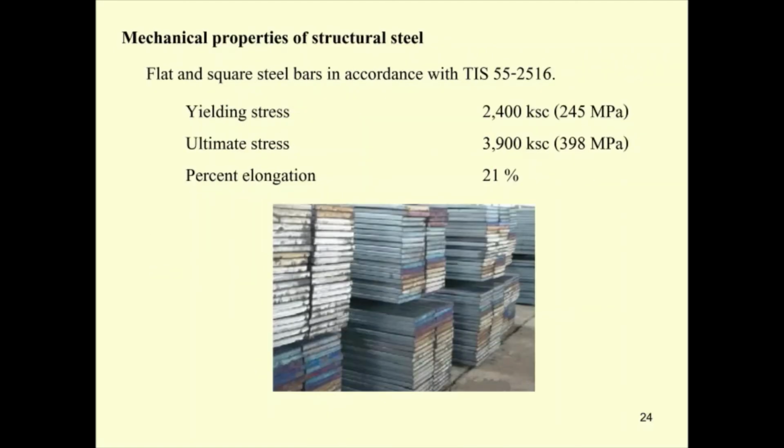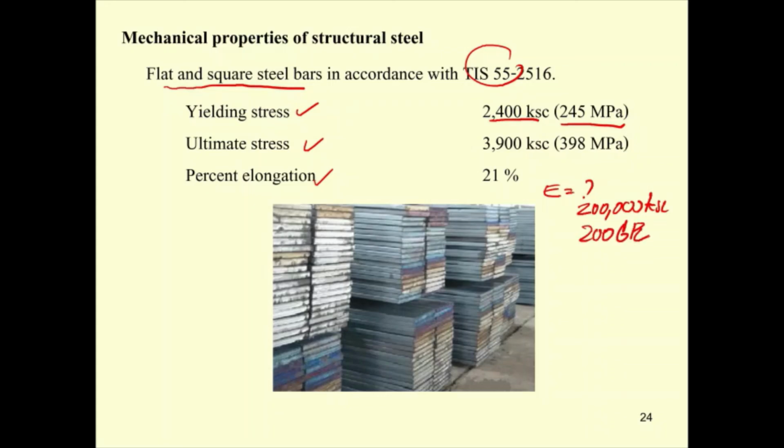For the TAS 55, that is for flat and square steel bar. You have to follow this. They will ask you for the yielding, ultimate, and percent elongation, and don't forget about the E. If this is 2400 ksc, 235 megapascal in SI, the E is going to be 200,000 ksc, or about 200 gigapascal approximately.